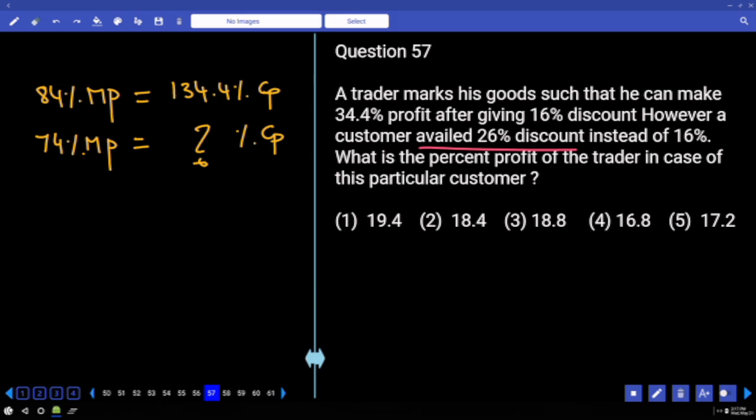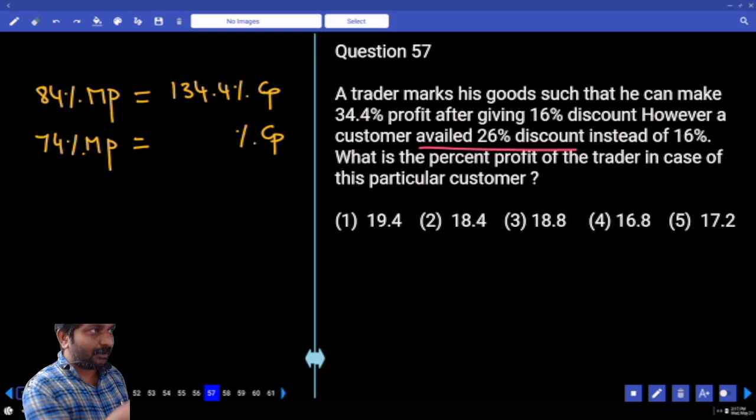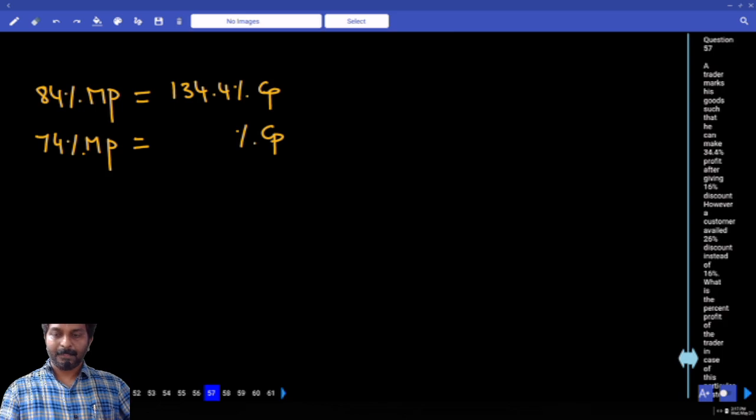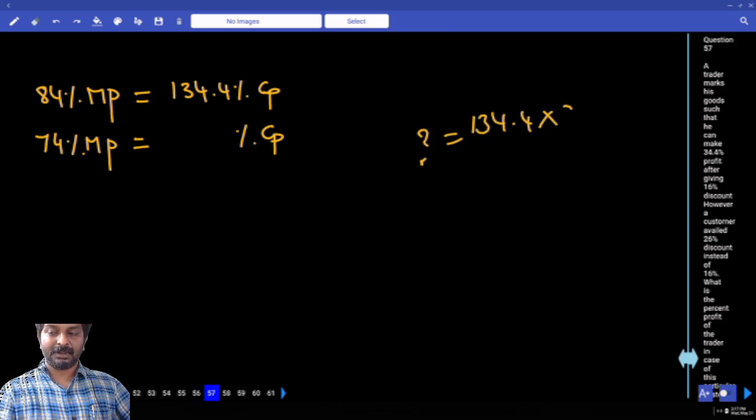Suppose if this number is 110%, that means we are selling it at 110%. What percent profit is made? 10%. So we need to write that number. Then we are done with the answer. Right. So now to actually get this number, you need to go for cross multiplication. Question mark is equal to 134.4 into 74 by 84.